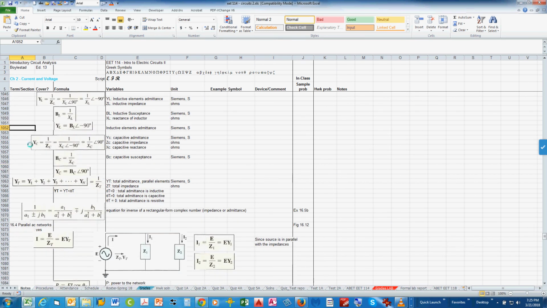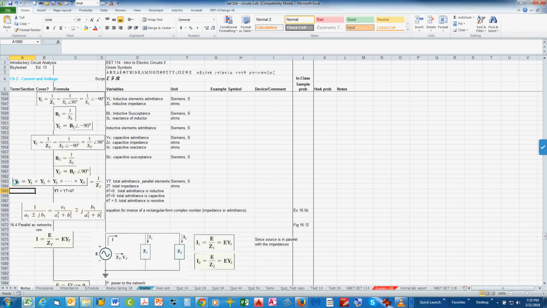Likewise with capacitors, Y sub C is equal to 1 over Z sub C equals 1 over X sub C angle negative 90 equals 1 over X sub C angle plus 90 in the numerator. B sub C is the capacitive susceptance. It's equal to 1 over X sub C. And Y sub C equals B sub C with an angle plus 90.